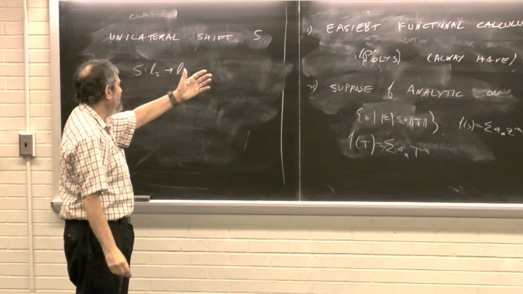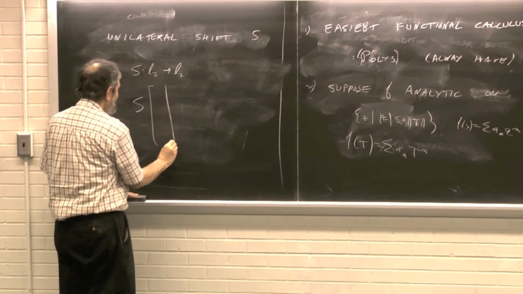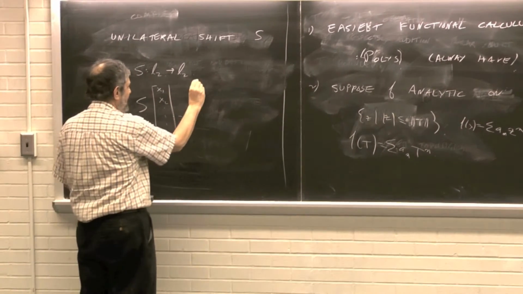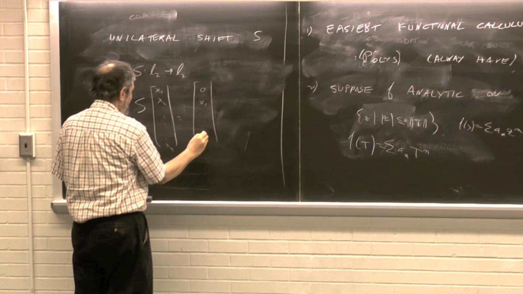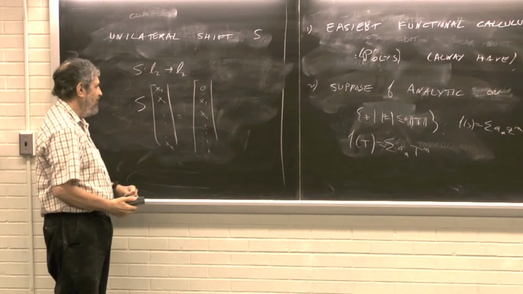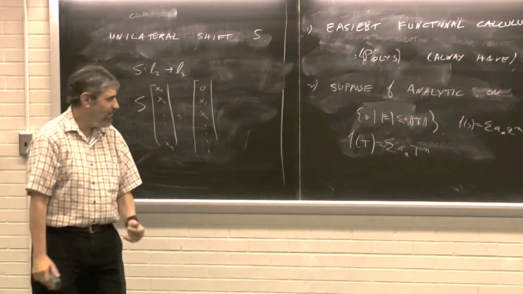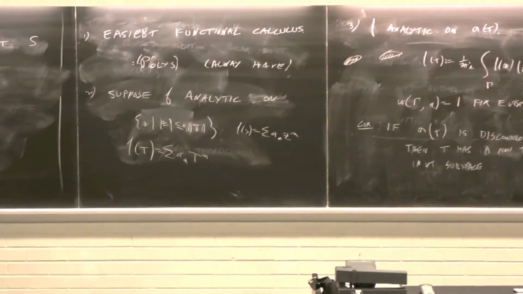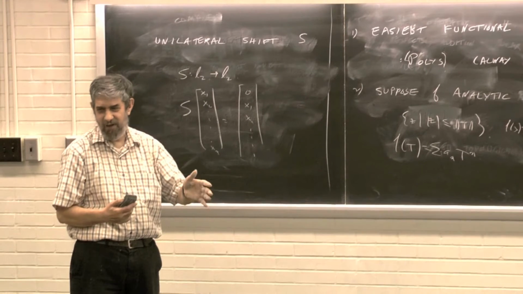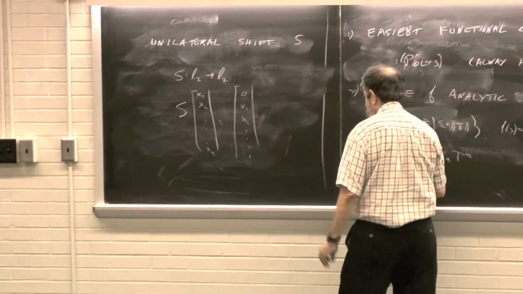It's called a shift for a reason: it shifts. Here's the closest I'm going to come to drawing pictures today. It has some coordinates, and it just shifts everything up one place. That's called the unilateral shift. It has a lot of invariant subspaces. For example, the vectors which are zero in the first coordinate are certainly invariant. Or the set of vectors which are zero in any finite number of coordinates, that's going to be invariant.